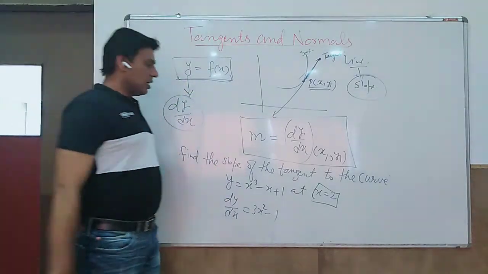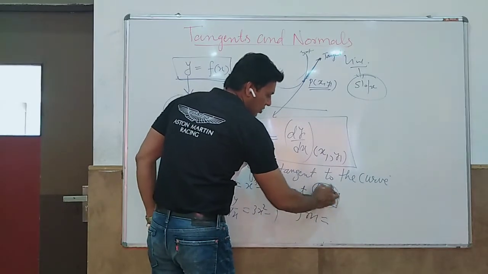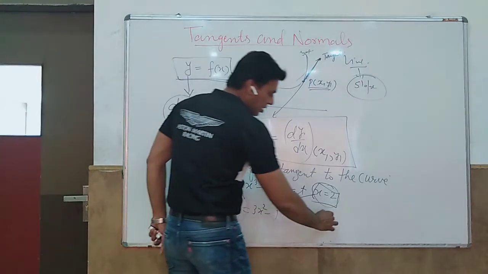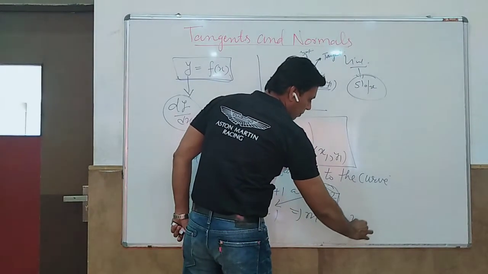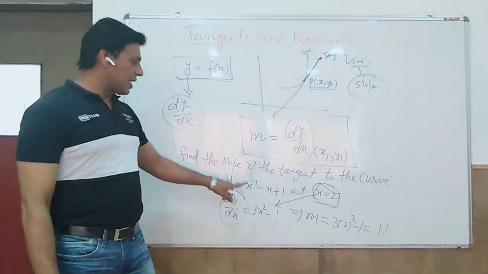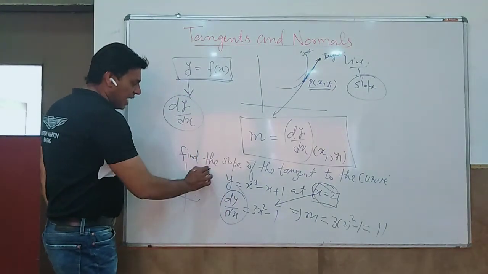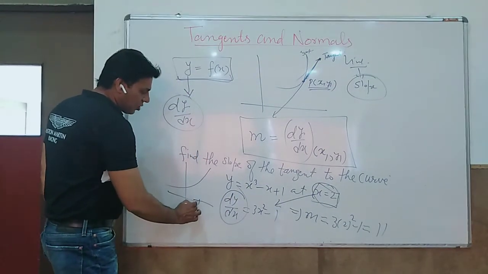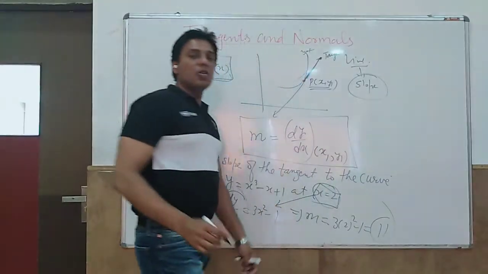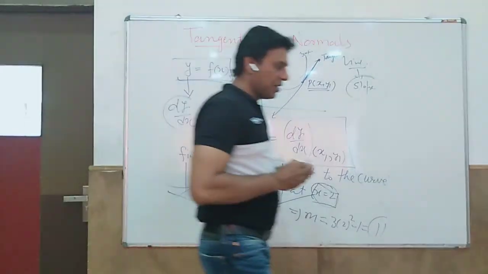Now what to do? To find the slope, we will put x is equal to 2 into this expression, dy upon dx. So 3 into 2 square minus 1, which is 11. So this is the slope of the tangent to this curve at x is equal to 2. It means, if we have a curve like this, at x is equal to 2 the slope of the tangent will be 11. So this is the procedure how to find the slope. For more questions, stay connected.